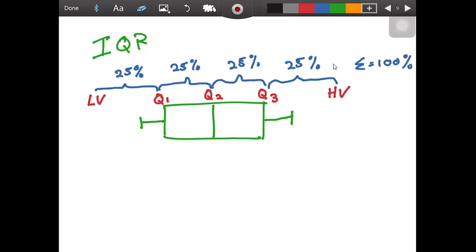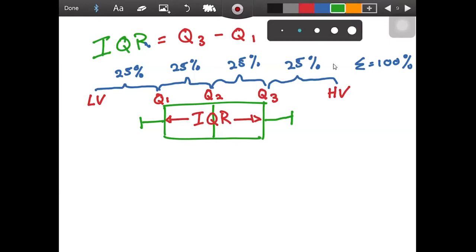So this is interquartile range. The formula is equal to Q3 minus Q1. This is the formula for interquartile range, meaning it only takes the middle 50% here. Middlemost 50% only. So interquartile range will try to avoid outliers.